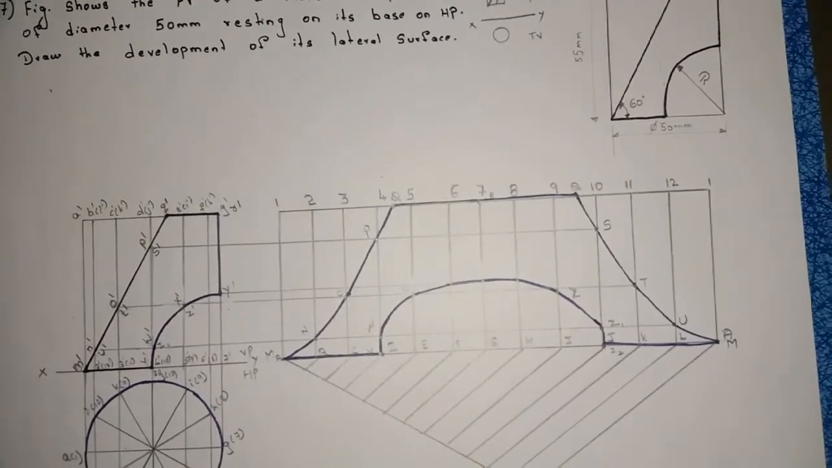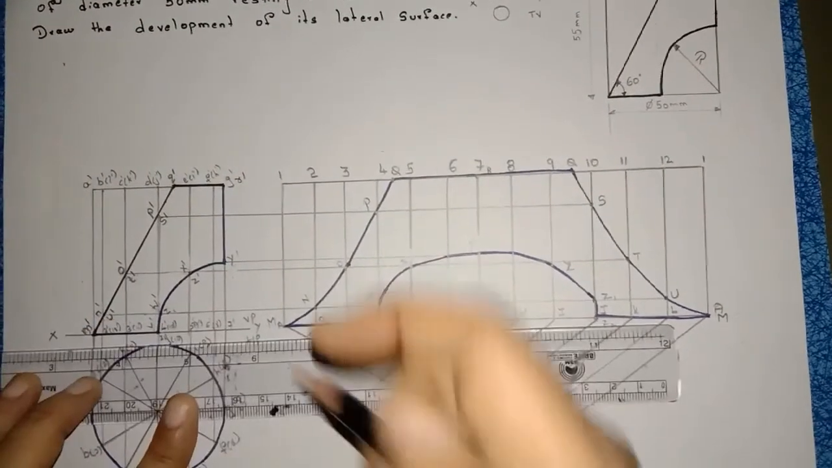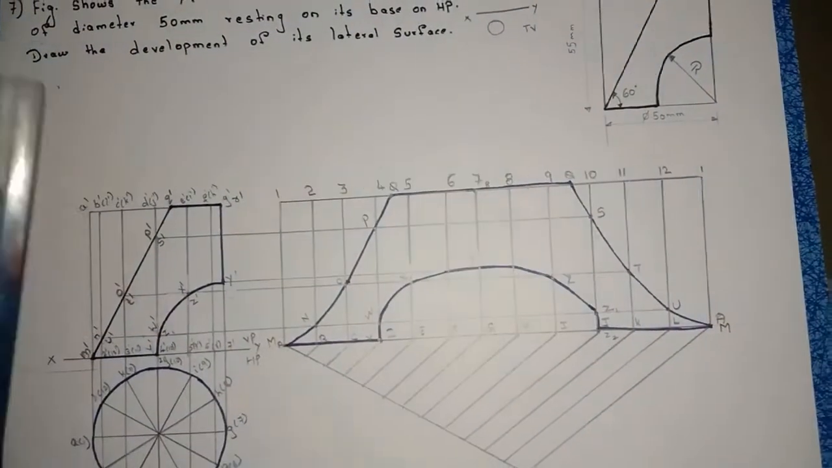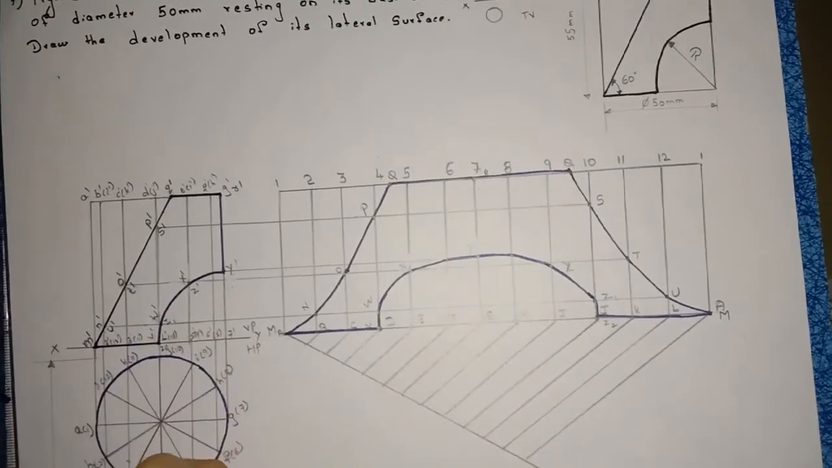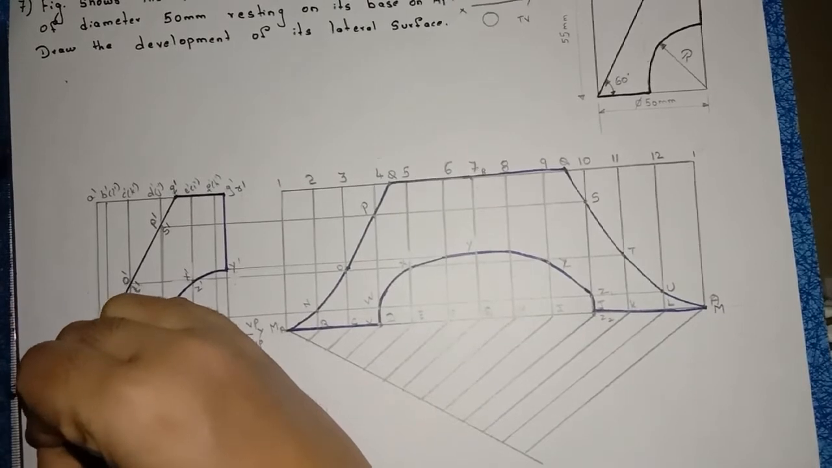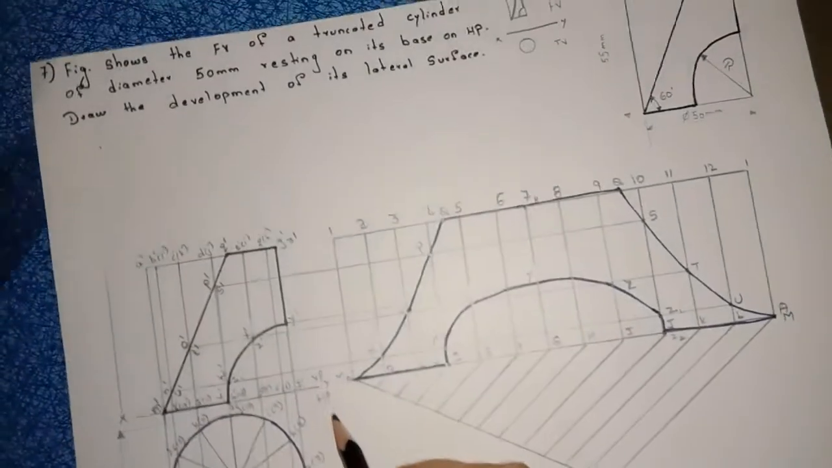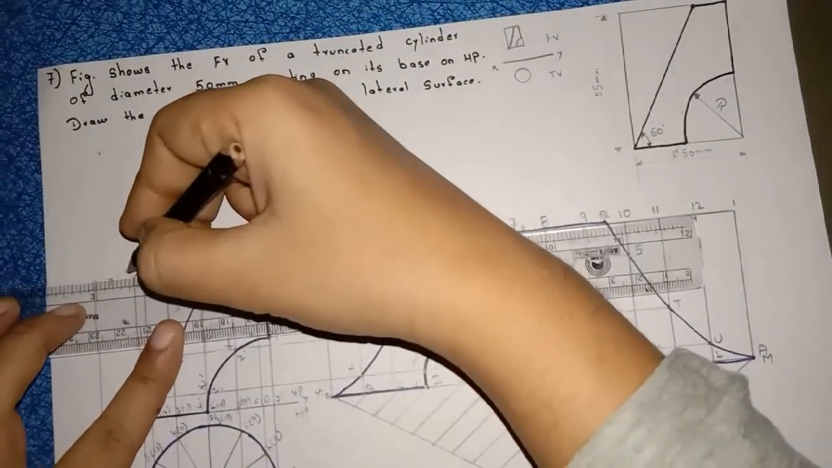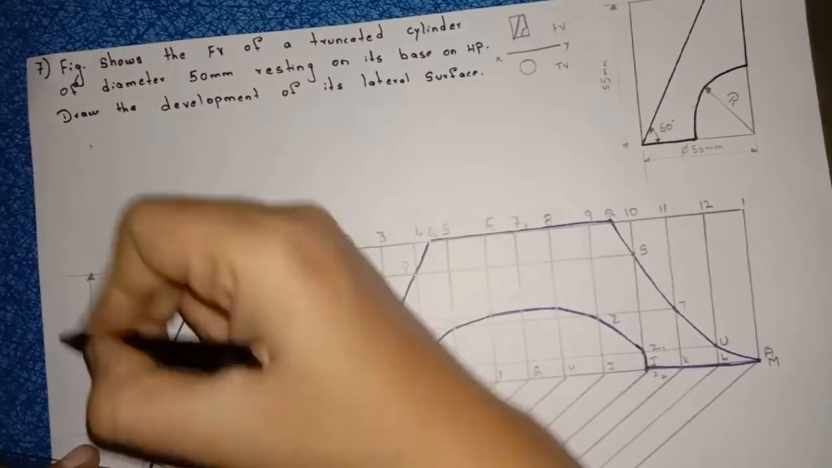Right? After completion of your problem, mark the dimensions properly. In this question, they mention diameter of circle is 50 mm. So here diameter is 50 mm. Draw the extensional line, dimensional line, closed and filled arrow marks. Diameter is here 50 mm. They mentioned axis height. Axis height is here 55 mm. Take the axis height here 55 mm.